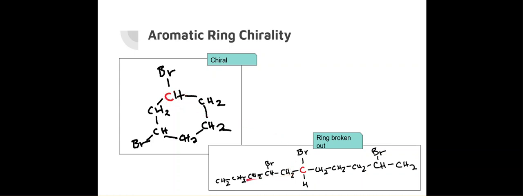A good way to look at this is to break the ring apart in your head. If you imaginatively break this off, you see that this goes all the way around this way, and that bromine is on the second carbon out. This side here, if you break it out, the bromine is out on this carbon, and therefore these are not the same, and this is chiral. So that could be a bit tricky to see.